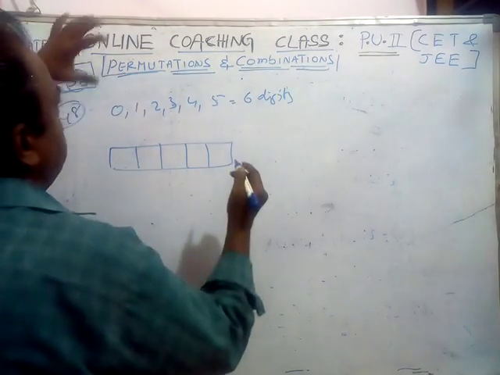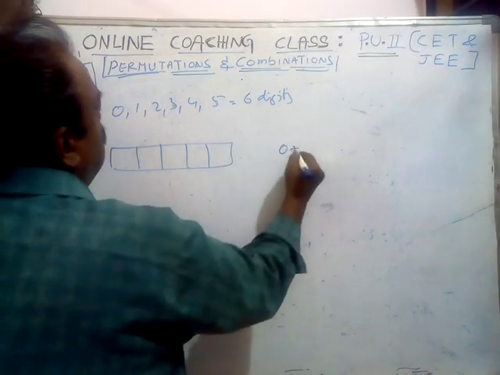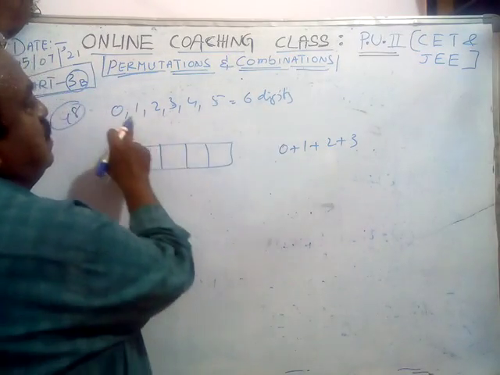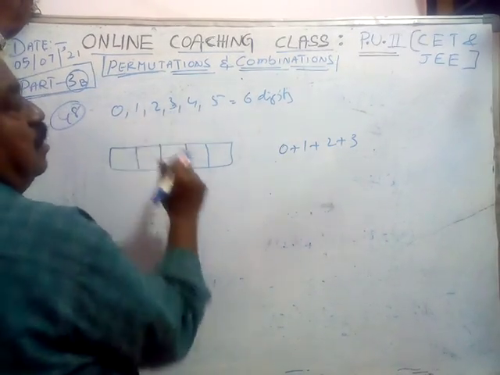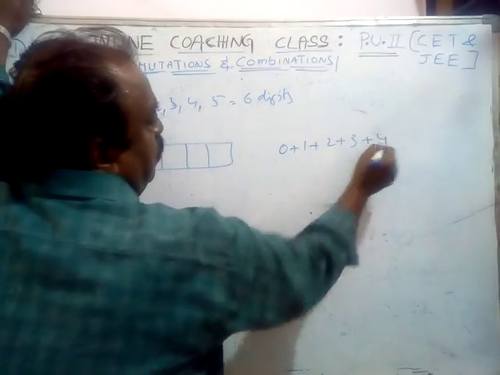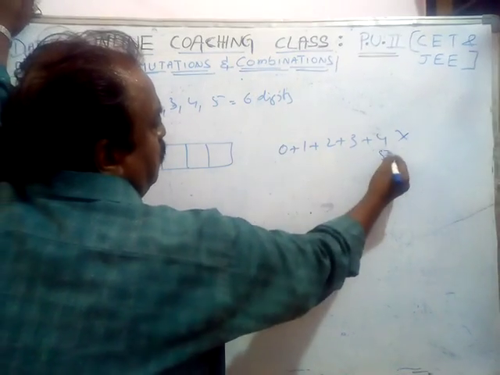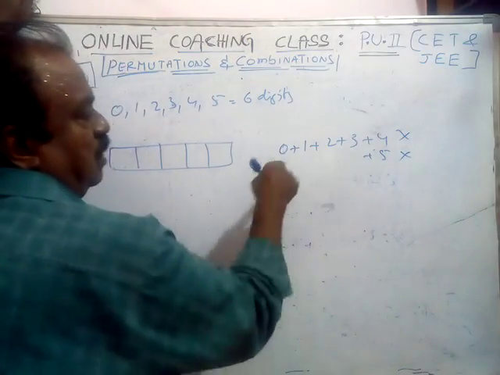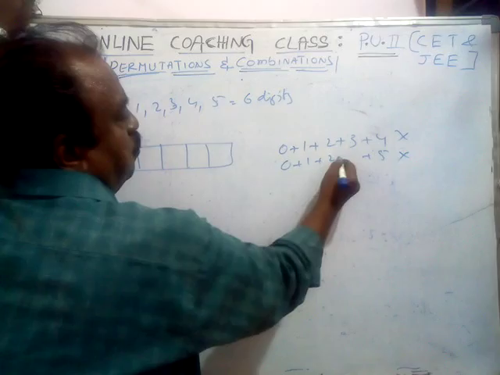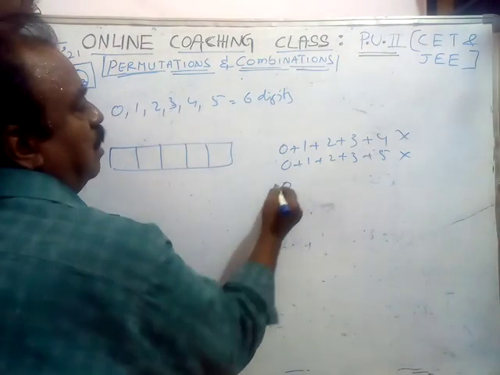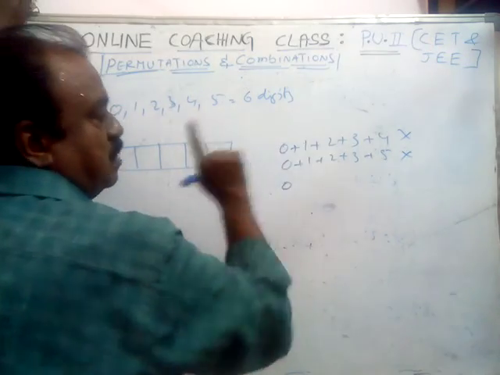You see, a method is there. 0 plus 1 plus 2 plus 3 is 6. Only one more digit is needed. If you take 4, it is 6 plus 4, 10, no. If you take 5, no. Same, 0 plus 1 plus 2 plus 3. So these 4 numbers are wrong.